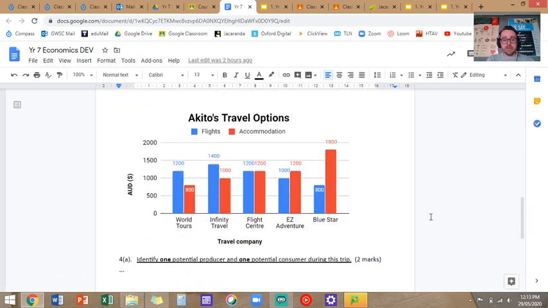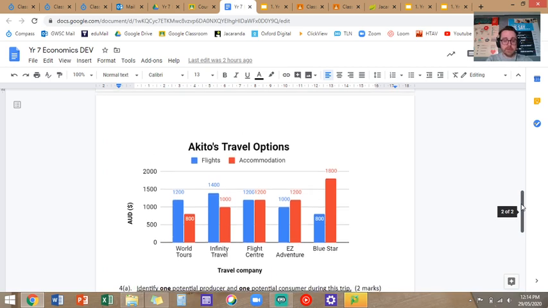And these are the different options he has for his European holiday. So you can see we've got all these different travel companies, 1, 2, 3, 4, 5. AUD is Australian dollars, so this is how much each of those travel companies are going to charge him for his holiday, how much money he's spending. And you can see the blue bar is how much the flights cost, and the red bar is how much the accommodation costs. So for World Tours, their flights are going to cost Aikido $1,200, accommodation $800. Whereas Blue Star has very cheap flights, but their accommodation is very expensive.